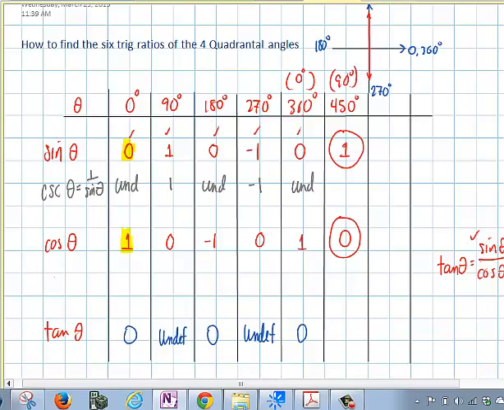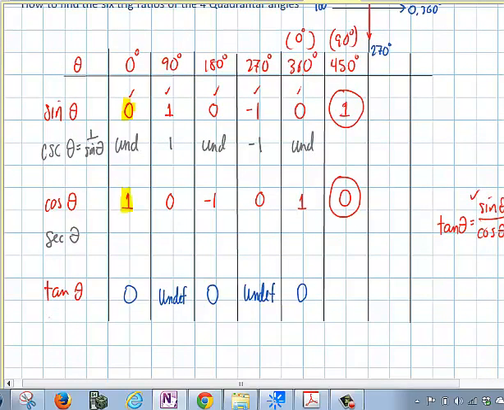So what I'd like you to do is fill in what you think the answer is for the secant of theta, and fill in what you think the answer would be for the cotangent of theta. I'm going to pause the video, and after a couple seconds, I'm going to come back and hopefully your answers will match mine.